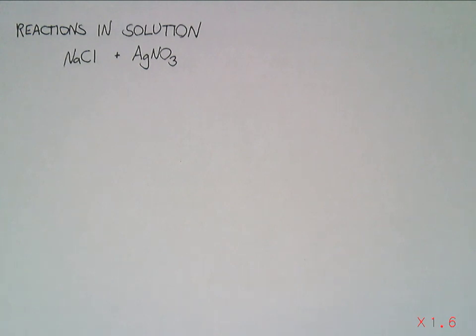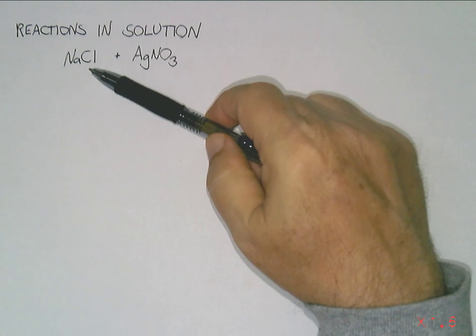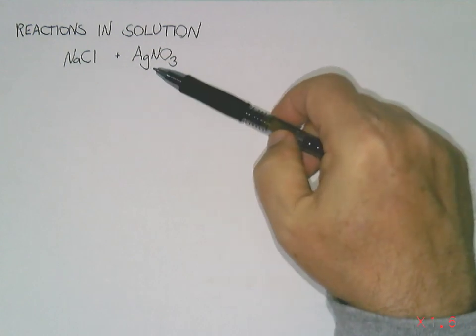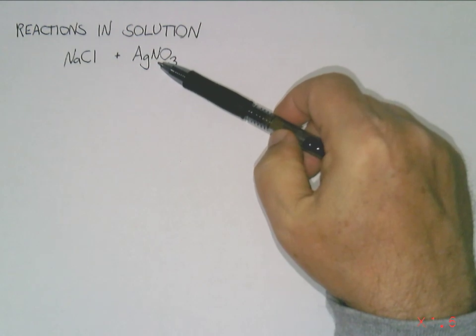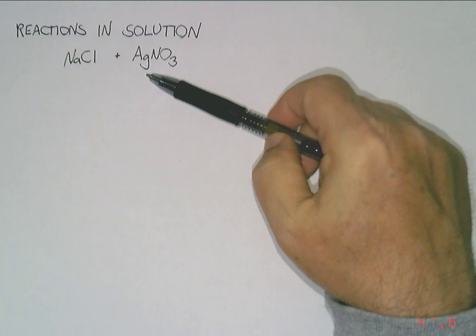Solutions provide a medium for reactions between ionic compounds to occur. Now, if you took a solid crystal of sodium chloride and mixed it with crystals of silver nitrate, these two react, but the reaction would go very, very slowly.